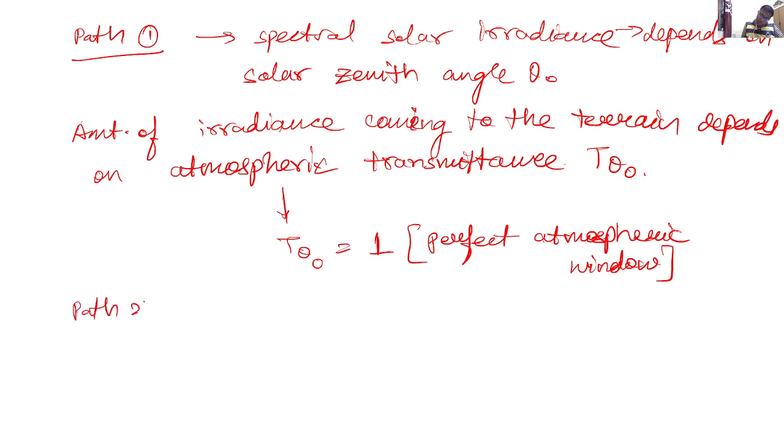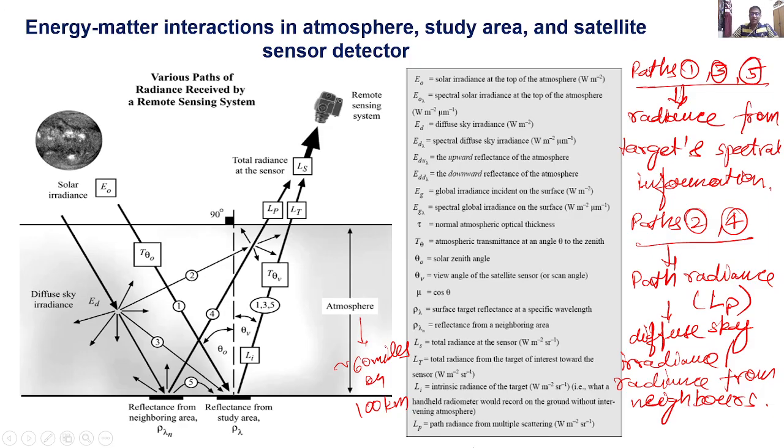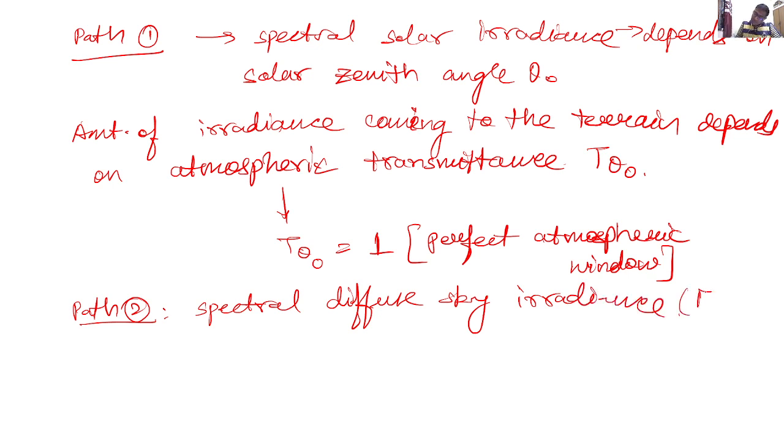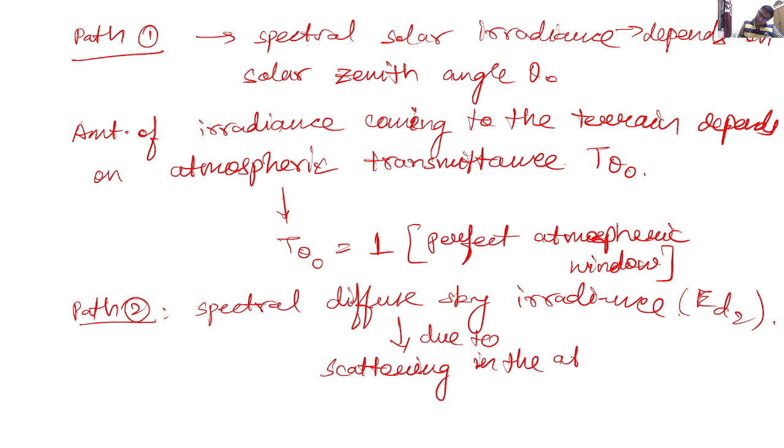Now talking about path 2. Path 2, as you can see, is the one which never reaches the surface. It gets diffused because of the atmospheric constituents. So it is known as the spectral diffuse sky irradiance. We denote it as ED2, let us say. And it happens due to scattering in the atmosphere. And scattering, as we discussed earlier, happens more for the smaller wavelength ranges. And among the visible bands, that is blue, green, and red, we know very well that the blue band has the smallest wavelength. So the scattering would be the largest for the blue band.